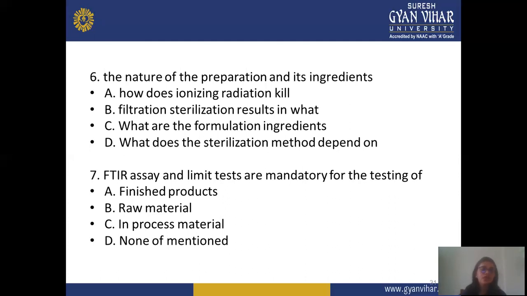The next is the seventh question: assay and limit test are mandatory for testing of this FTI test. We already covered this in pre-formulation. In this, you learn about whether the assay and limit test are mandatory for testing which type of product. A is finished product, B is raw material, C is in-process material, and D is none of the mentioned, meaning not mentioned in A, B, C, D. You select any one option: maybe finished product, meaning the final product, or maybe raw material before starting a formulation, or in-process material, or none of the given options.